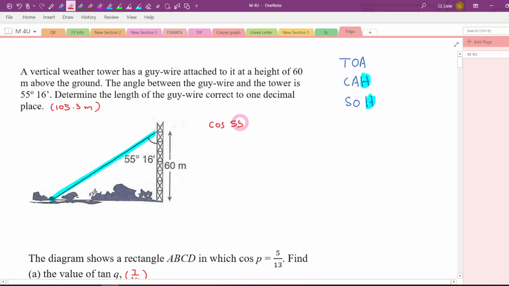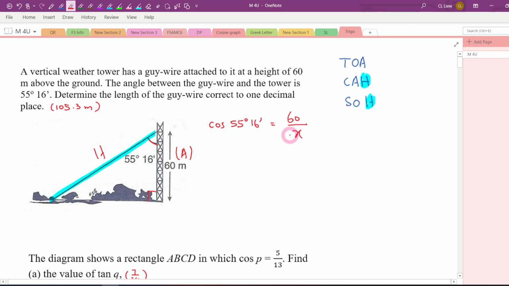Cosine 55 degrees 16 minutes is equal to CAH. Remember, cosine is equal to adjacent divided by hypotenuse. The angle is over here, so here will be the adjacent. The right angle is over here, so this side is the hypotenuse. So cosine is equal to adjacent divided by hypotenuse, which I don't know. I want to find the length, so let it be x.